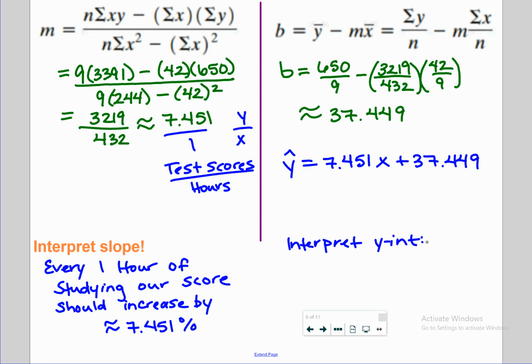You can also interpret in this problem, sometimes it doesn't make sense in the context, the y-intercept. Do you guys remember back from like Algebra 1, Algebra 2, what the x value is when you have a y-intercept? X value 0 is what a y-intercept is. So here, this would mean 0 hours of studying. We would have a test score of like a 37%.